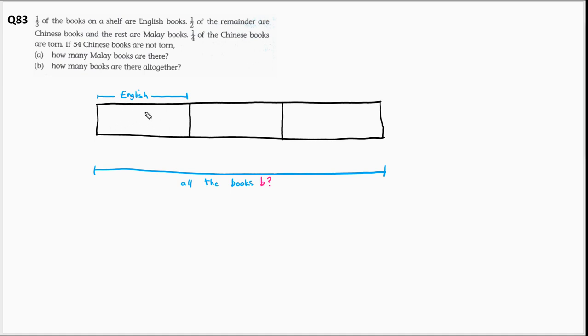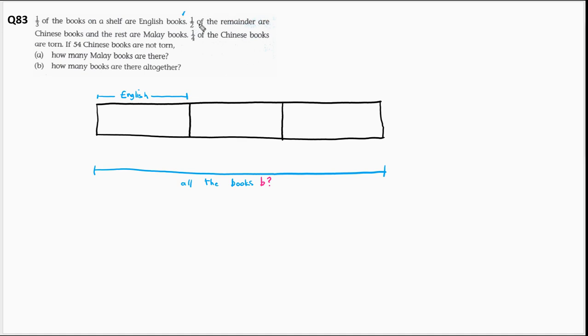Just make sure if you are going to write inside your bar that you're leaving space for numbers and things like that. I usually prefer not to write inside the parts because I want to put numbers in there. So a third are English. That's great. I've got that.